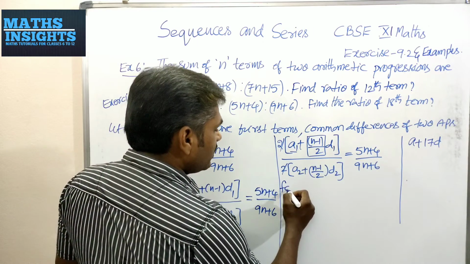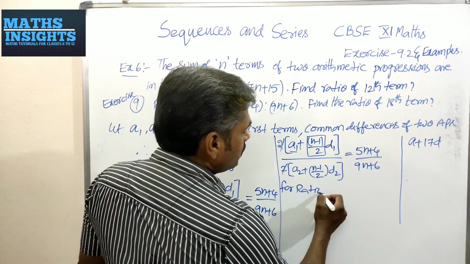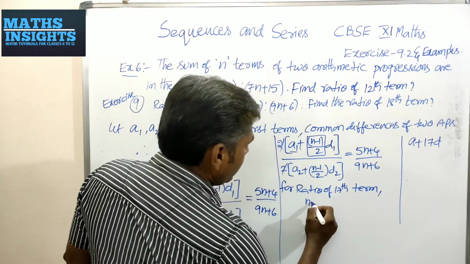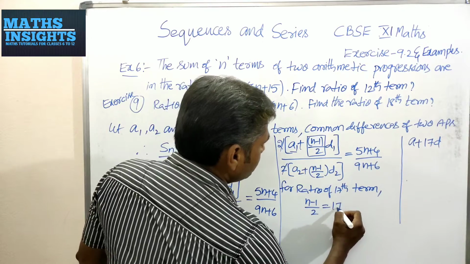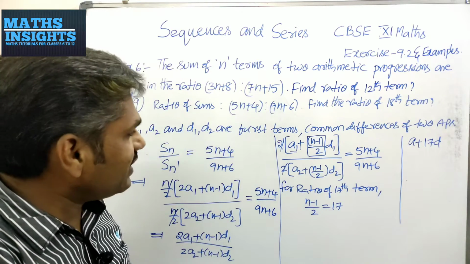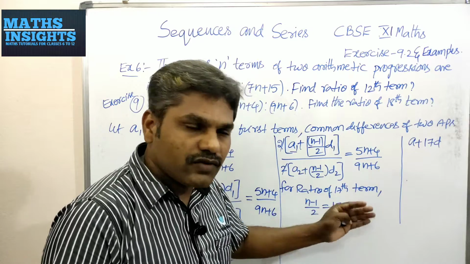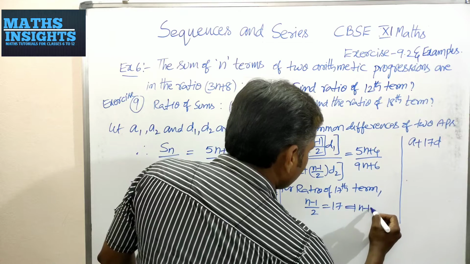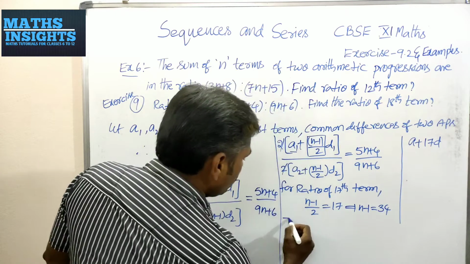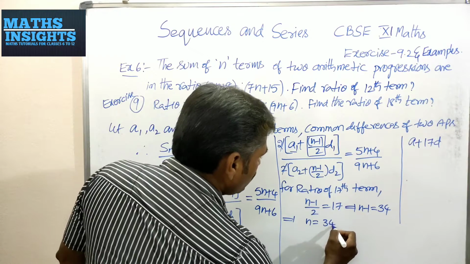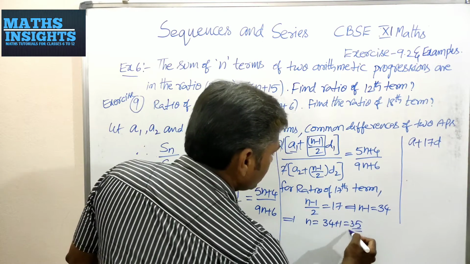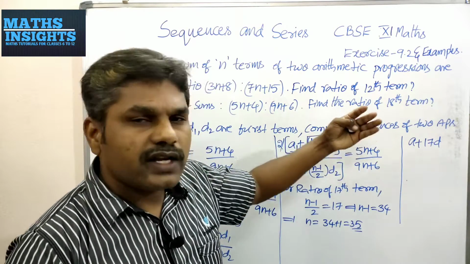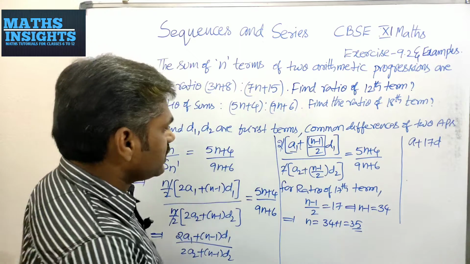So I am writing for the ratio of the 17th term, (n - 1)/2 should be equal to 17. You will get the ratio, you will get the n value, you will substitute in this, then you will get the ratio. That implies n - 1 is equal to 34. Therefore n is equal to 34 + 1, that is 35. For n equal to 35, you will get the ratio of the 18th terms of the 2 APs.